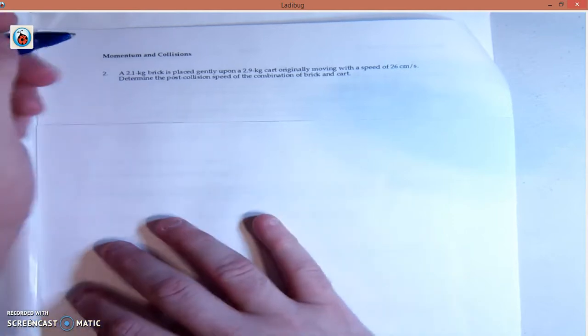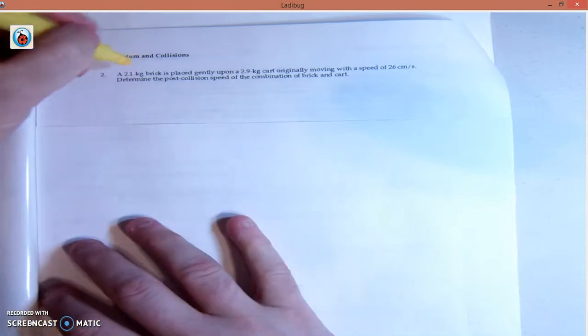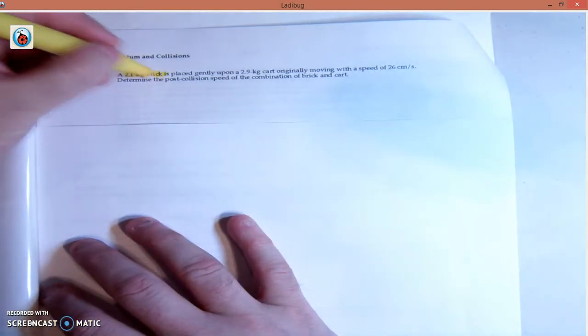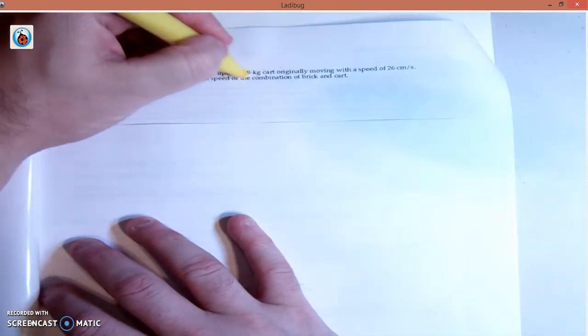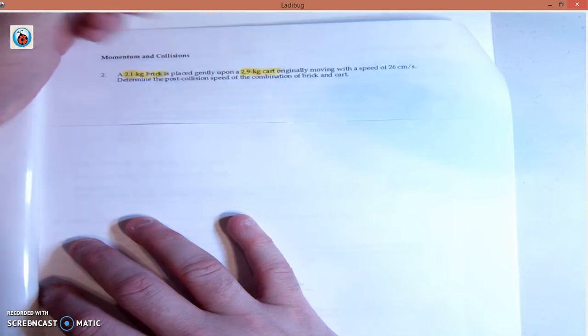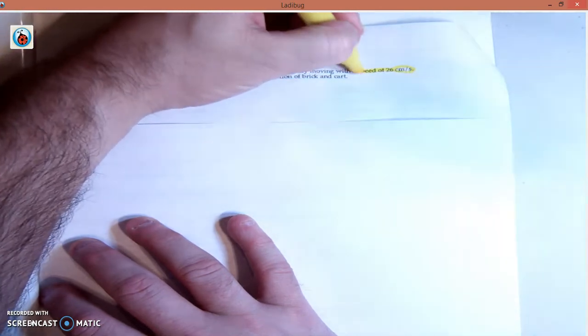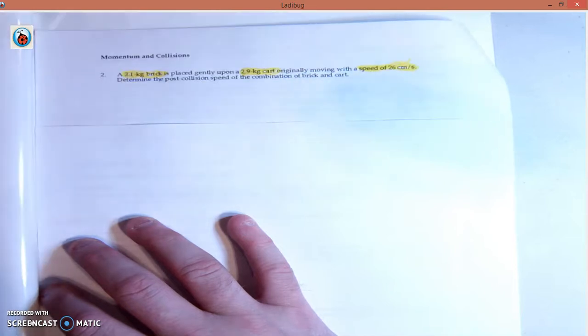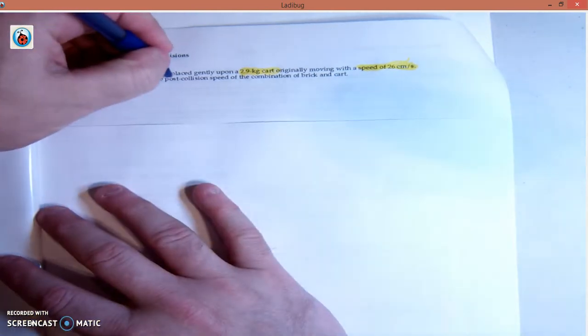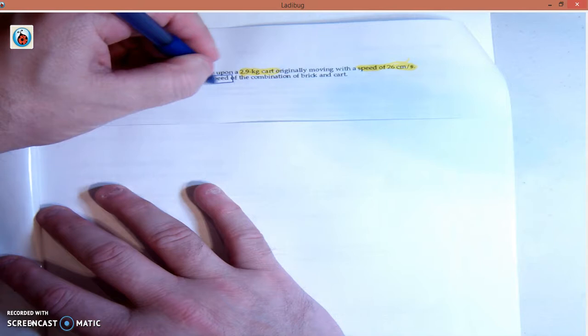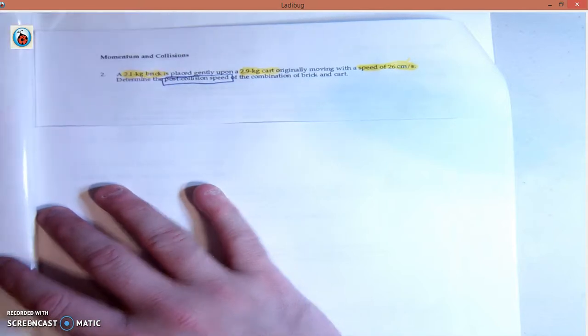Let's do it. What I'm going to do is highlight everything that looks important. I see a mass here, I'm going to highlight that before I even read. I see another mass, I'm going to highlight that. I see a speed, I'm going to highlight that. And I'm going to pen what they want me to know. What it looks like they want me to know is post-collision speed. After Hulk smash, speed.